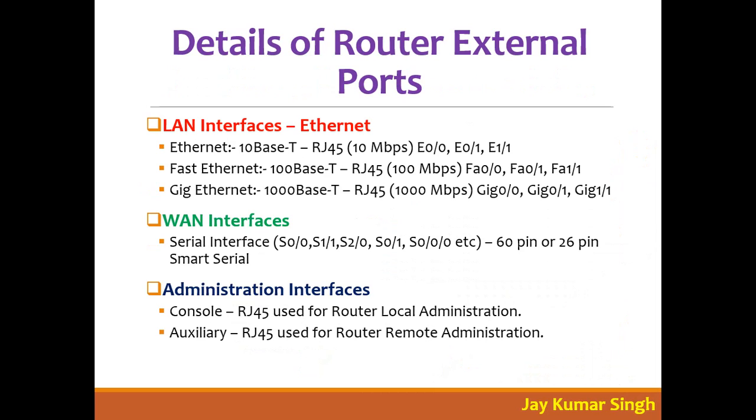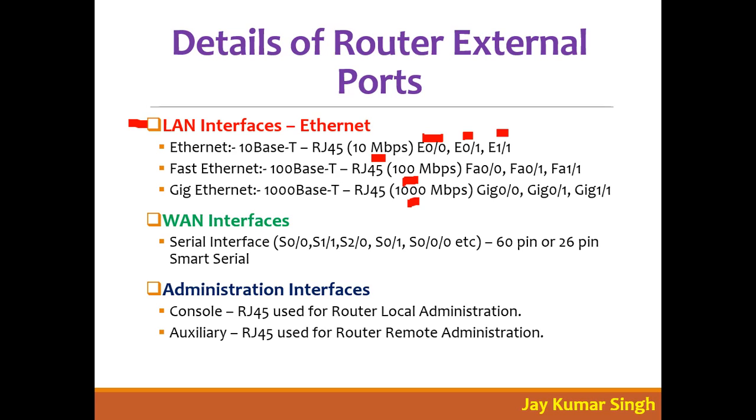Details of the router external ports we have done already, but let's get a little more idea. LAN interface: according to the router you will find Ethernet port, Fast Ethernet, and Gigabit Ethernet port. The Ethernet port's maximum supported speed is 10 Mbps, Fast Ethernet is 100 Mbps, and Gigabit Ethernet is 1 Gbps or 1000 Mbps. But when you open the router in console view, you will find E0/0, E0/1, E1/1.